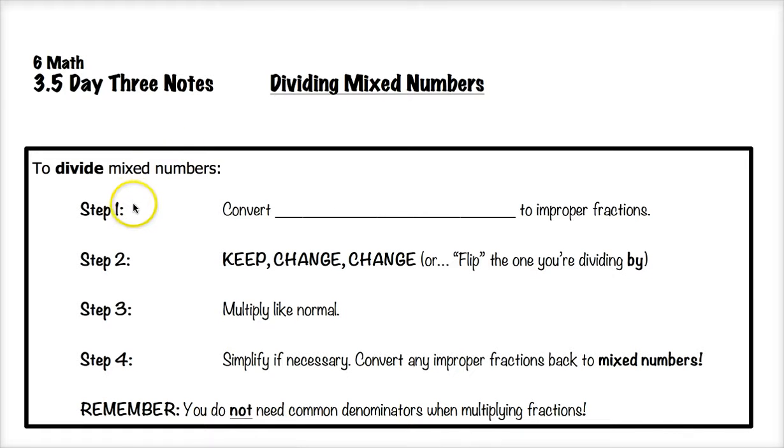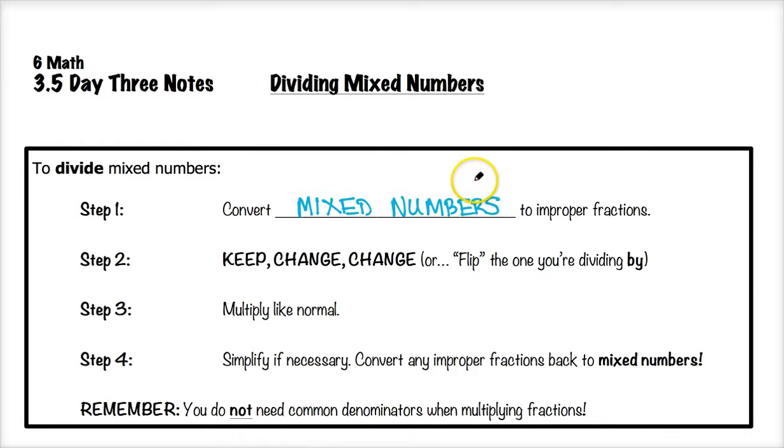The first step when we're dealing with mixed numbers, whether it's multiplication or division or addition or subtraction, is to convert all mixed numbers to improper fractions. Anytime you see mixed numbers anywhere in a problem, just go ahead and make them improper fractions. That's going to be the first step that you want to do.